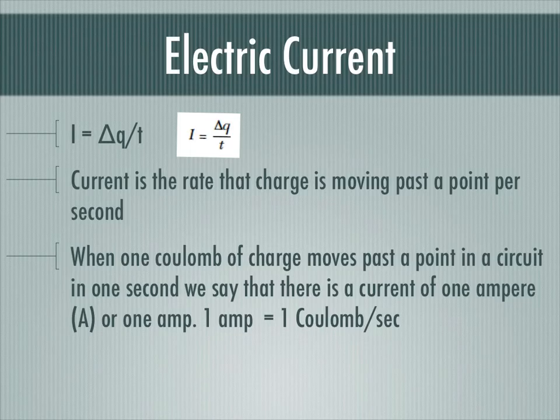The units of electric current are amperes, which we abbreviate as amps, which is a very familiar electrical term. People are aware that there are a certain number of amps in a wire. Well, what does that mean? Definition of an amp: when 1 coulomb of charge moves past a point in a circuit in 1 second, we'd say that there is a current of 1 amp, or 1 ampere. So 1 amp is what you have when there is 1 coulomb of charge going by every second.